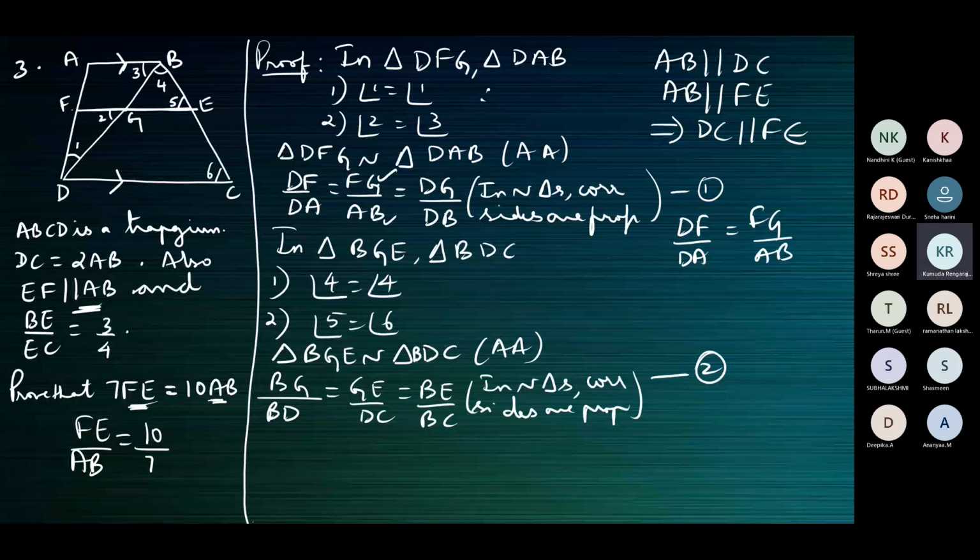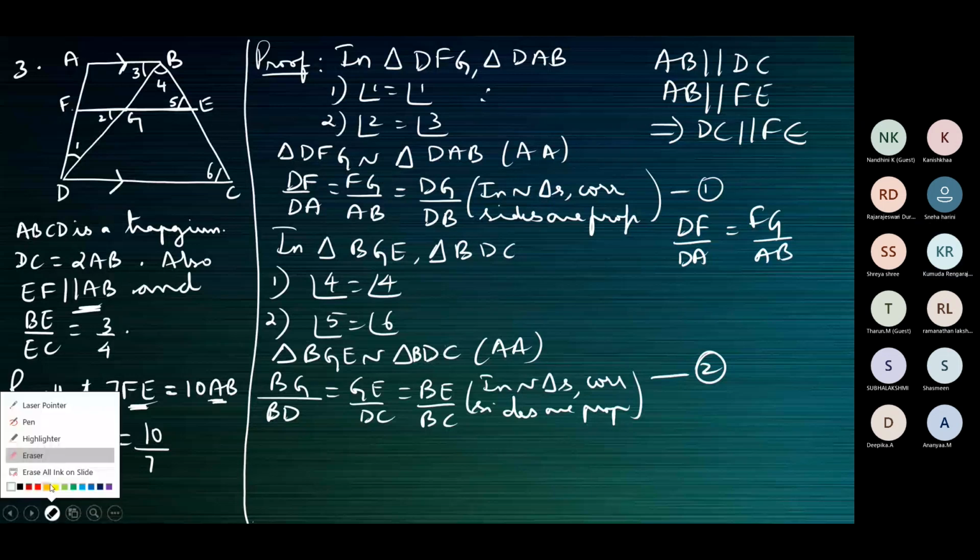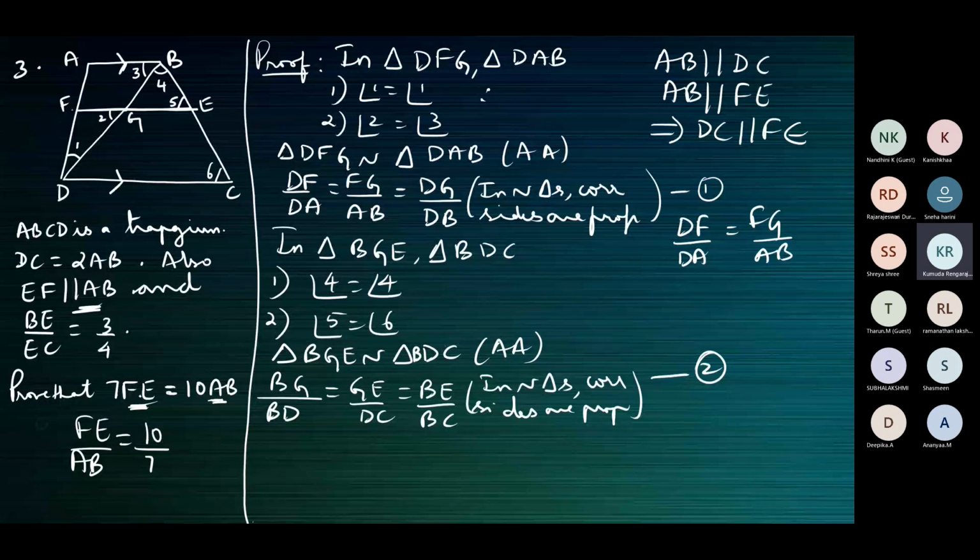So we want the ratio which has FG. And here we will take this one, GE. From the first proportion, we will take this ratio. Because we have FE and AB in the final result, FE is made up of FG and GE. FG is here and GE is here. So we will take these two ratios from the first and second one. So FG by AB is equal to DF by DA.